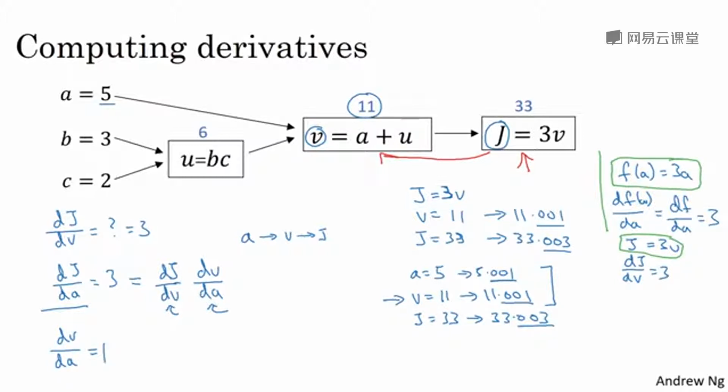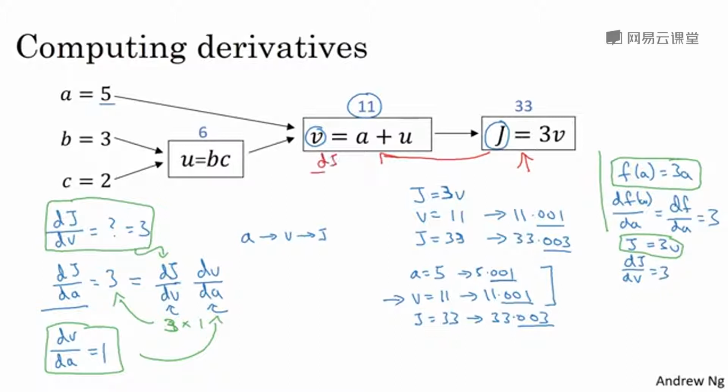So in fact, if you plug in what we had worked out previously, dj/dv is equal to 3, and dv/dA is equal to 1. So the product of these, 3 times 1, actually gives you the correct value, that dj/dA is equal to 3. So this little illustration shows how, by having computed dj/dv, the derivative with respect to this variable, it can then help you to compute dj/dA. And so that's another step of this backward calculation.